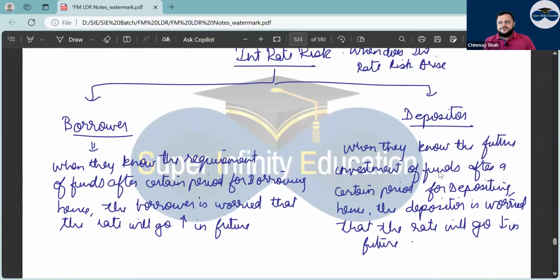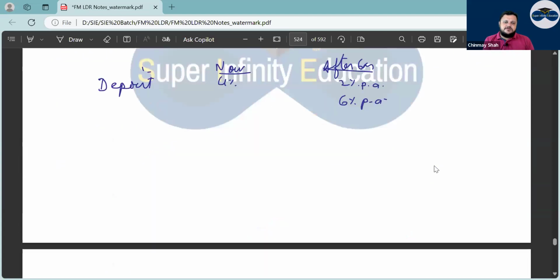Interest rate risk, when does it arise? A borrower is always worried about what? The interest rate going up. A depositor is always worried about what? Tell me. The rate going down in the future. So this is the interest rate risk that is there.